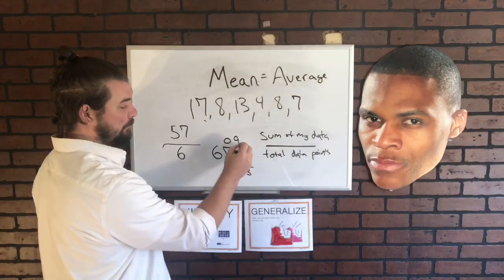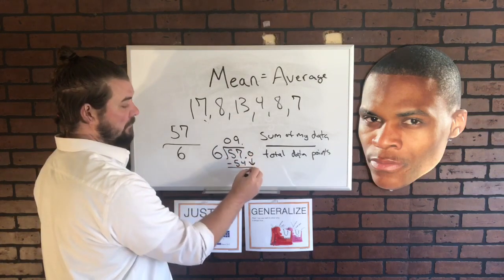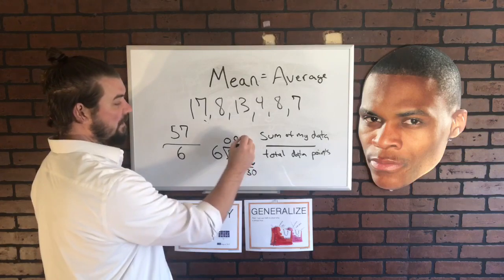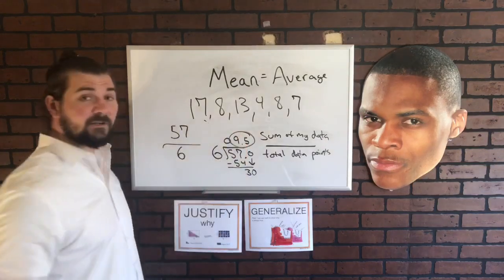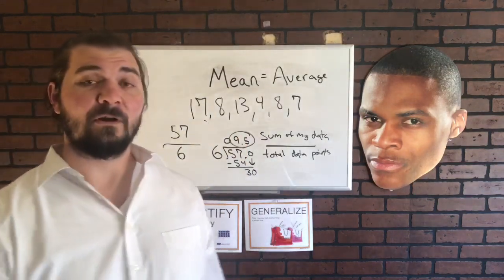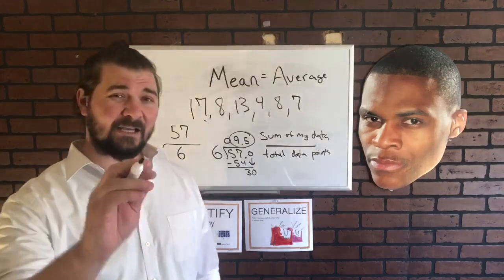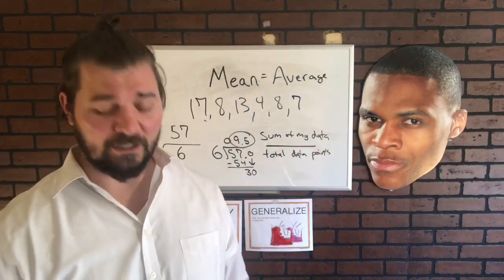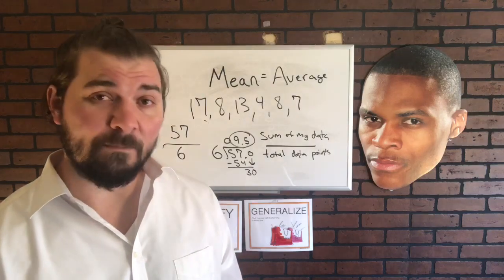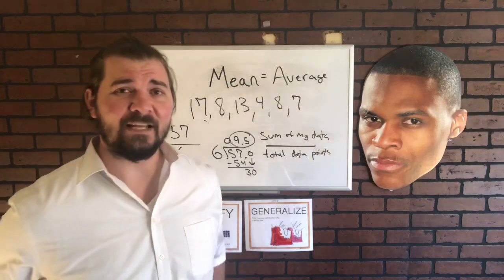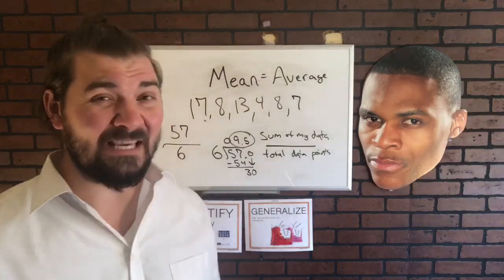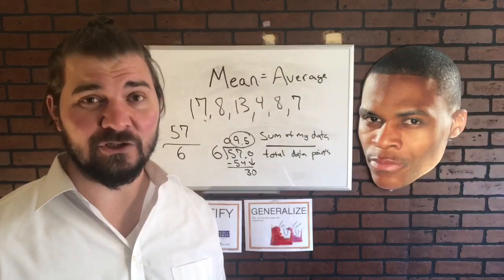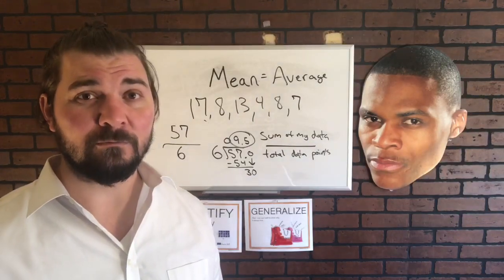I add my decimal point and bring a 0 down. 6 can go into 30, 5 times. My answer is 9.5 points per game. So that's how you do mean. If you need a little trick to help you remember what mean means, I like to think of it as, I feel like it's mean to call somebody average, and mean will get you the average.